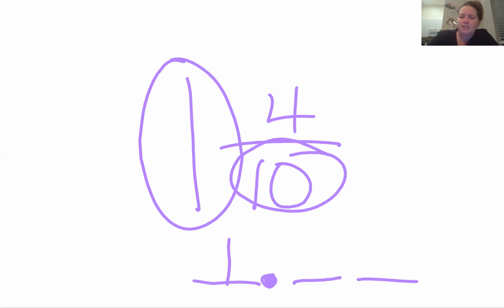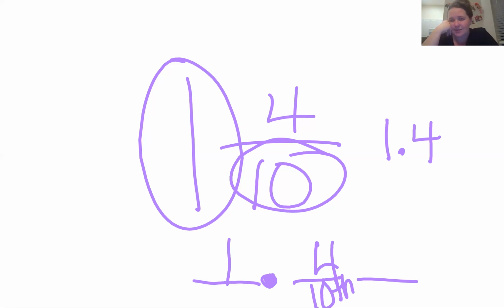Well, where is the tenth? The tenths are here. So what number is that? 4. Do I have anything in the hundreds? No. So the answer to this in a decimal point is 1.4. 1 whole and 4 tenths. Okay?